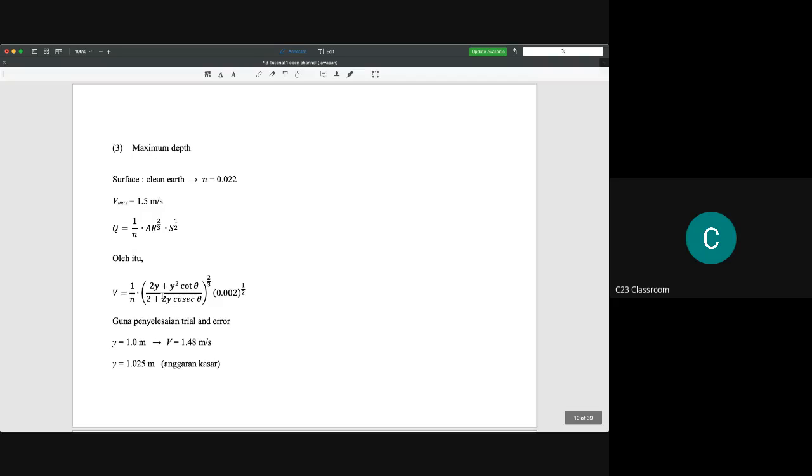For question number 3, they ask to calculate the maximum depth to make sure that the flow does not cause any erosion. Because the surface is clean earth, we assume that n is equal to 0.02, and the maximum velocity is 1.5 meter per second.